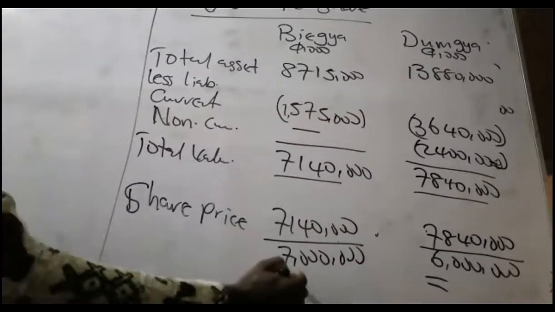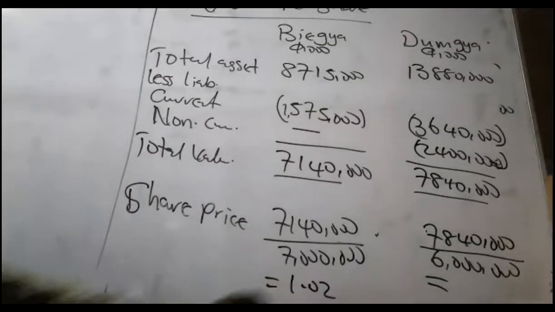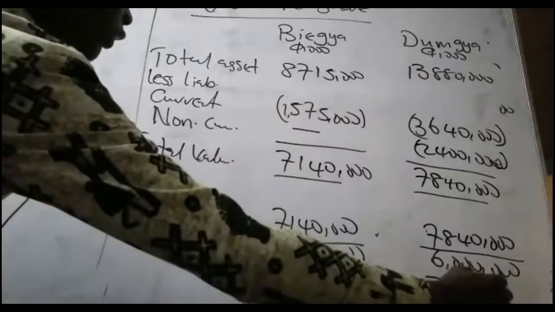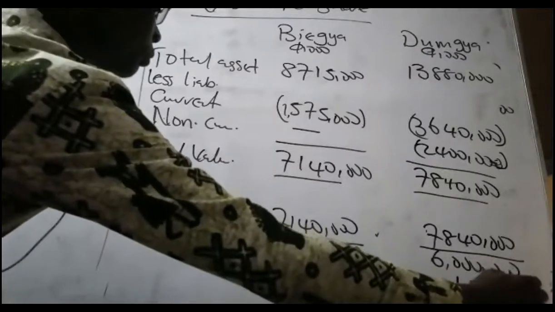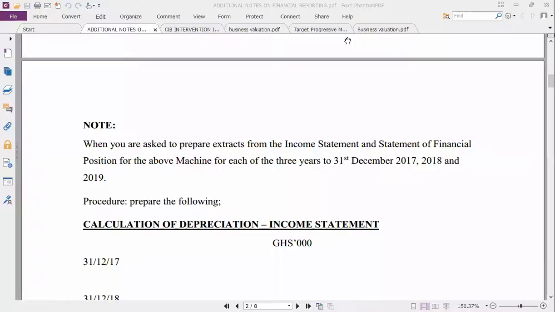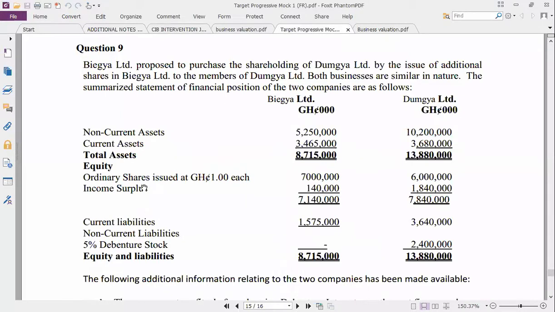So this is equal to 1.02 per share. This is equal to 1.31 per share. That is it. You are done. Now, questions like this, where there are no footnotes, don't even worry yourself to go to stories. Just pick the total equity. That's all. So the total equity was the same as what we have calculated.